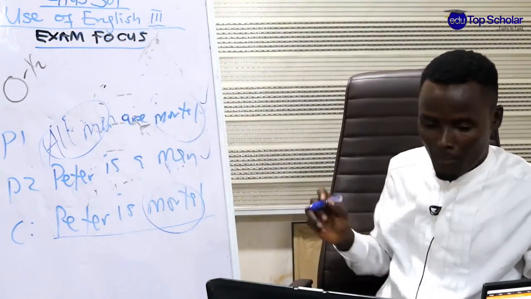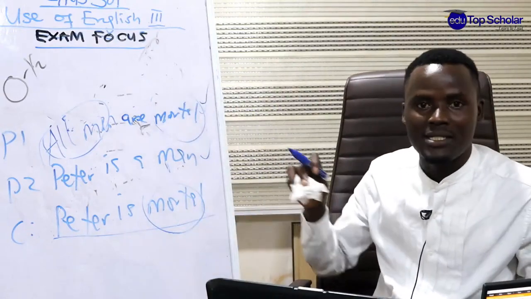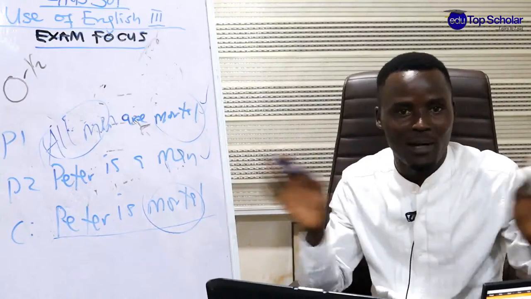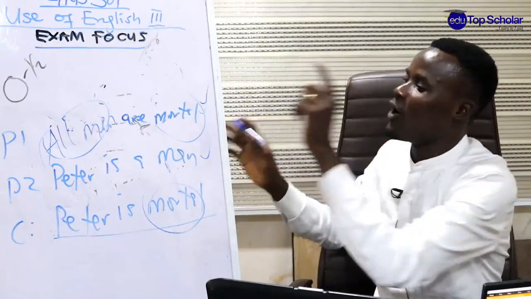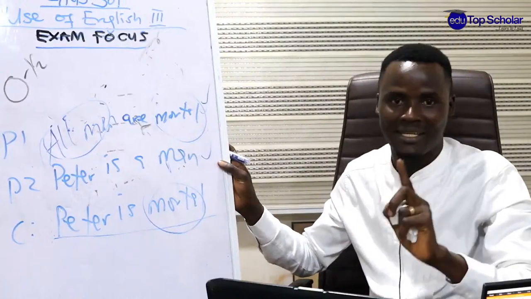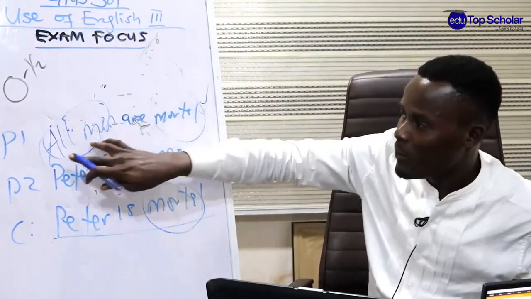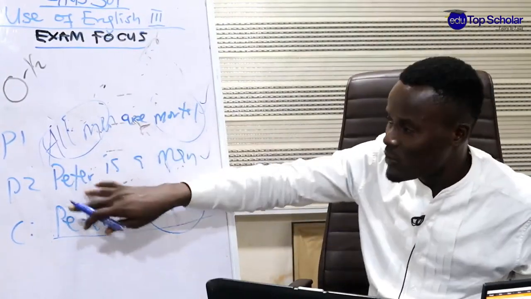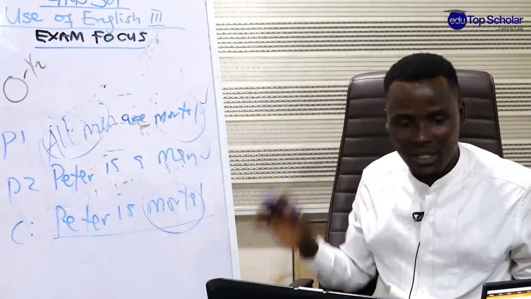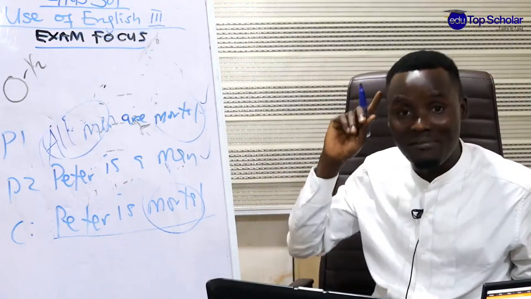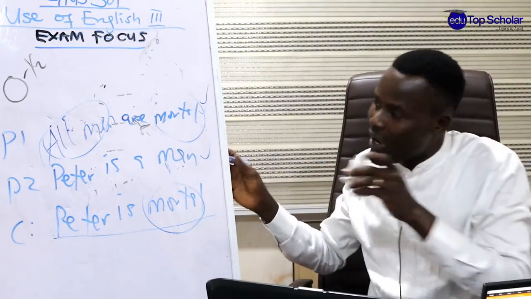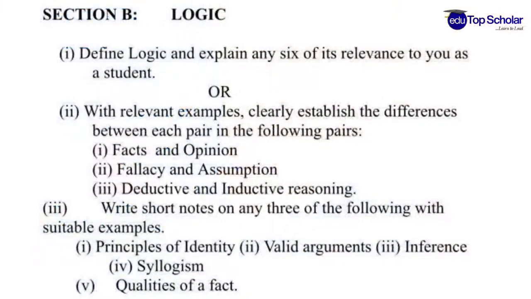Another example. All polytechnic students are brilliant. So forget about your friend that you know who might not be that. If you say all polytechnic students are brilliant, it means any poly student is brilliant. Premise one, all poly students are brilliant. Premise two, John is a poly student. Conclusion, John is brilliant. That argument is also very valid and deductive. Please note it.